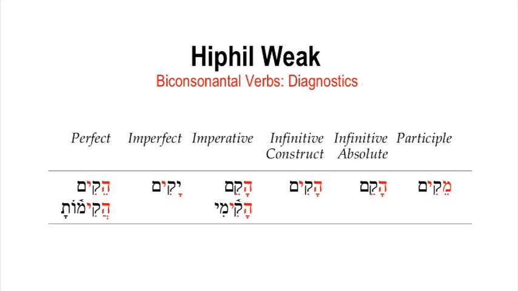Finally, in the participle, you normally would expect to see a patah under the mem prefix of the participle inflection. But it's changed. In this case, it's the tsere prefix vowel that is diagnostic of the Hiphil participle in the biconsonantal weak verb class.